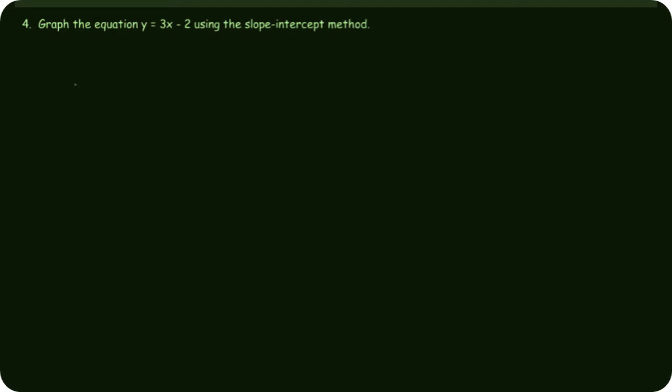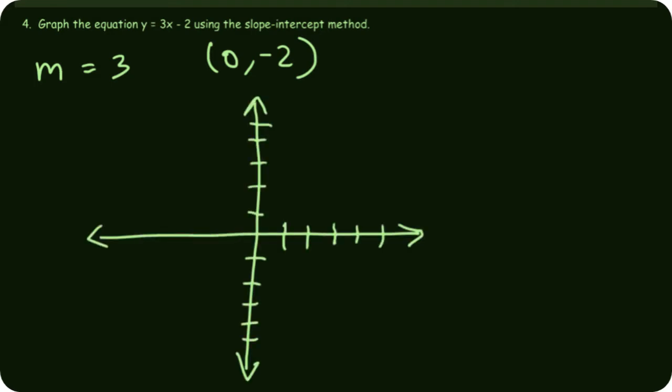So we have the equation y is equal to 3x minus 2. So we can see that the slope is equal to 3 and the y-intercept is -2. I am just going to write the ordered pair. So we have the point (0, -2). So here, the first point is (0, -2).